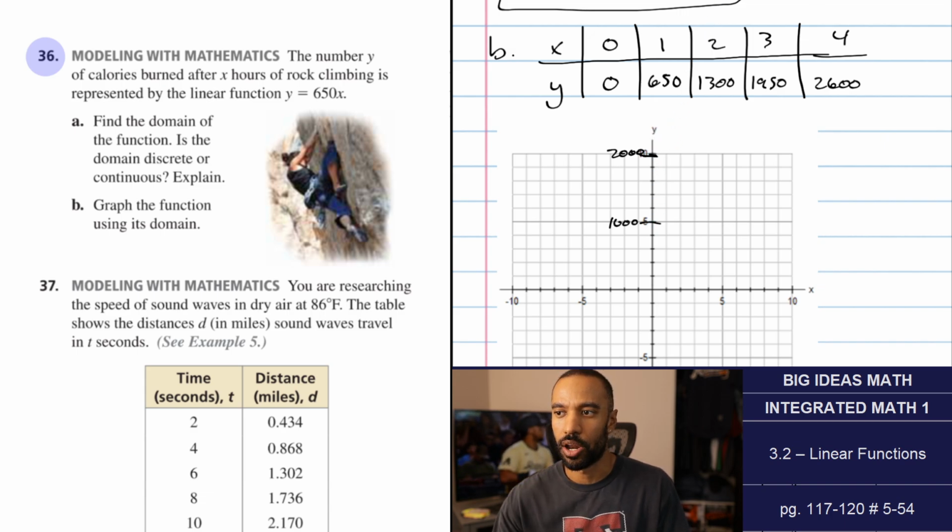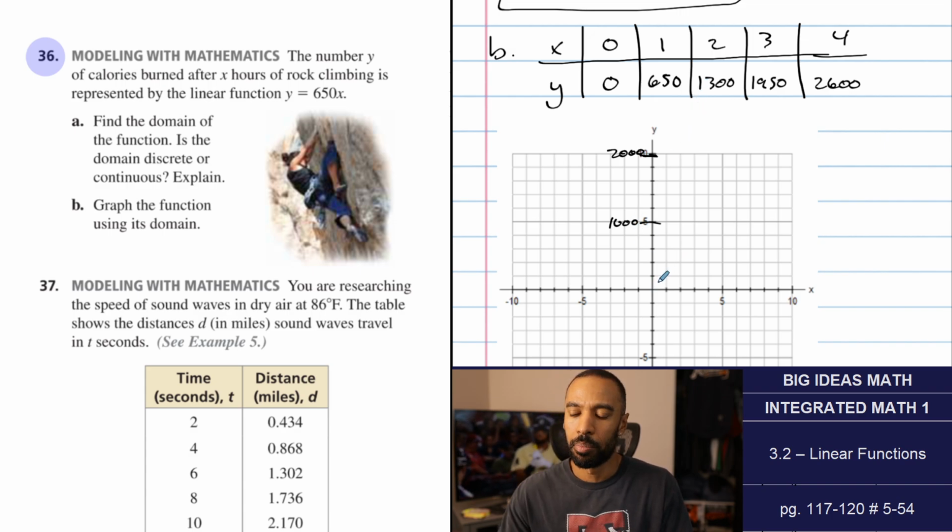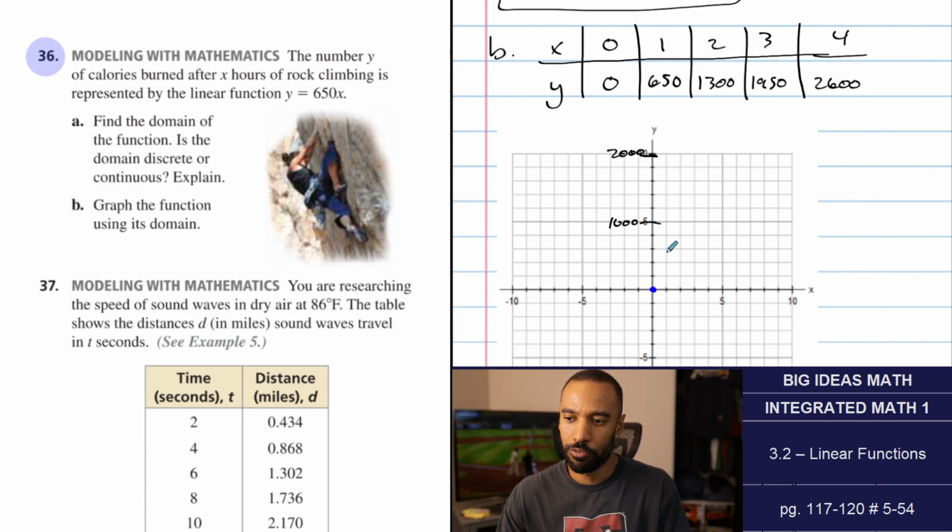So if they're going up by 200s, we're not going to be able to fit the 2,600 unless you kind of shoot way up here and pretend. But we can do what we can here. 0, 0. 1 comma 650. So this is 200, 400, 600, 800. 650 is a quarter of the way up from 600 to 800.